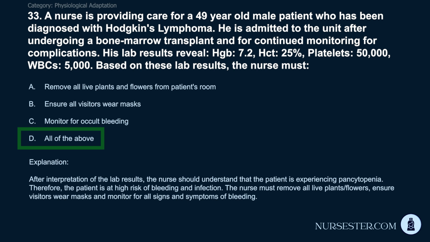After interpretation of the lab results, the nurse should understand that the patient is experiencing pancytopenia. Therefore, the patient is at high risk of bleeding and infection. The nurse must remove all live plants and flowers, ensure visitors wear masks, and monitor for all signs and symptoms of bleeding.